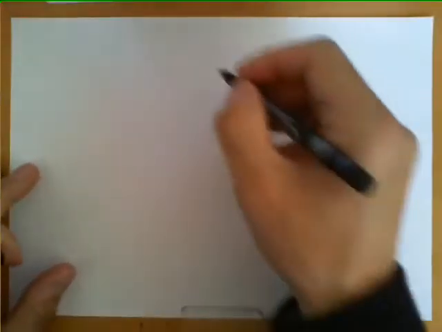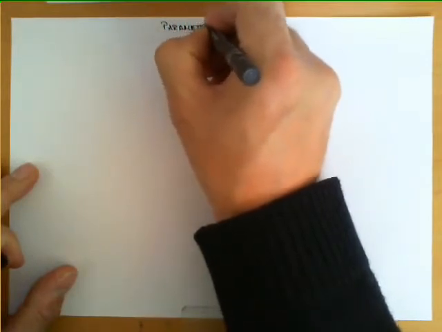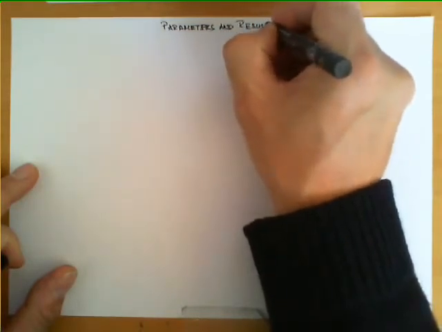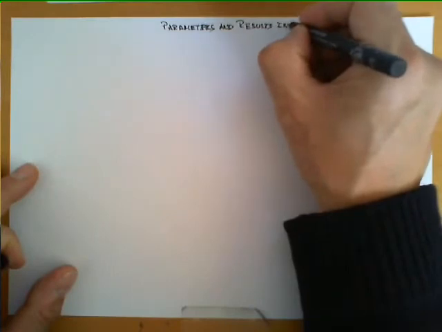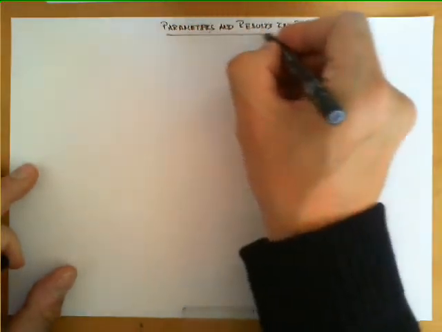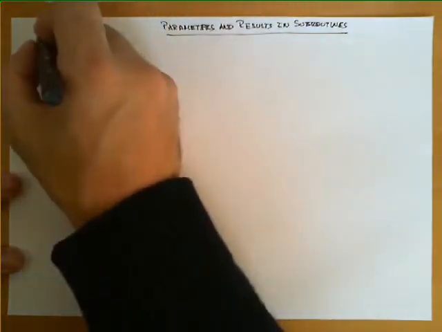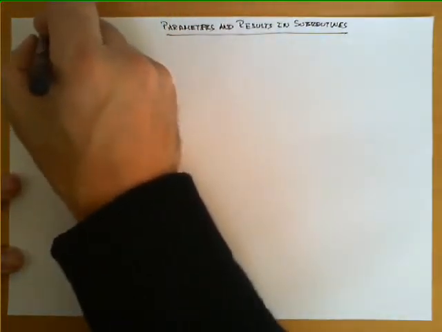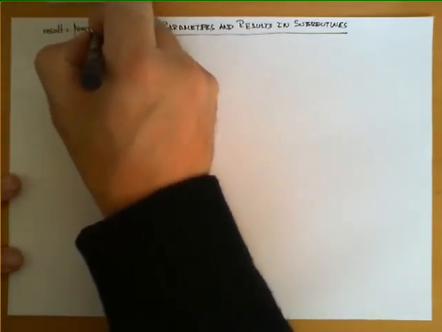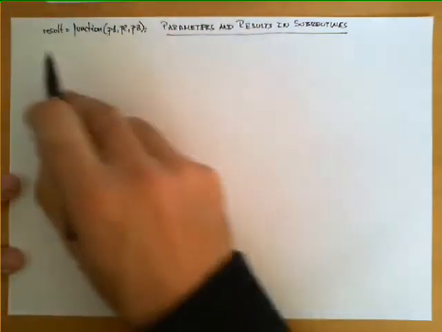In this video, we're going to explain how to pass parameters and return results in subroutines. So the assumption is going to be that we're going to implement a mechanism similar to what a high-level programming language would implement when invoking the following line: result equal to function of P1, P2, P3. So let's work with this example.